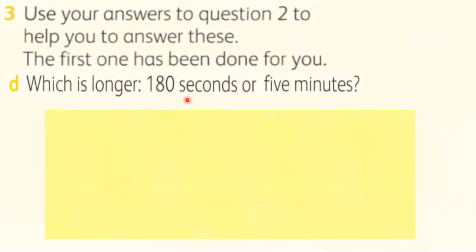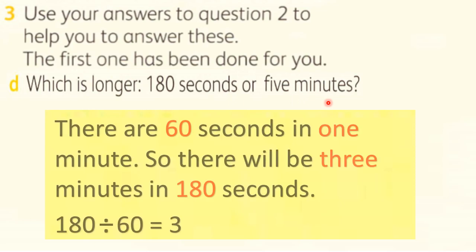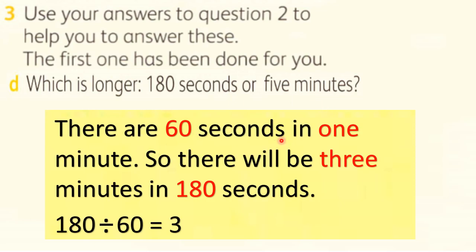Which is longer, 180 seconds or 5 minutes? Well, there are 60 seconds in 1 minute, so there will be 3 minutes in 180 seconds. 180 divided by 60 is 3. So 180 seconds is less than 5 minutes. 5 minutes is longer.